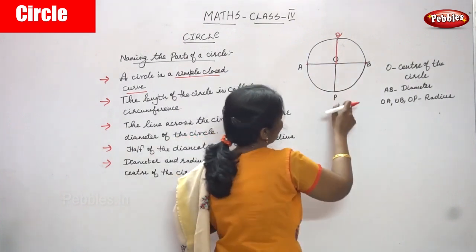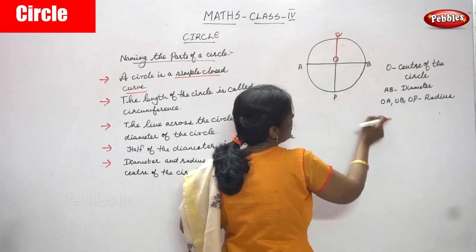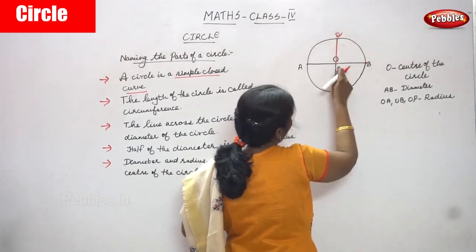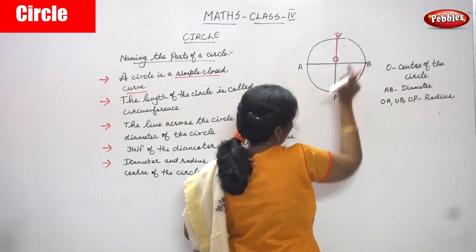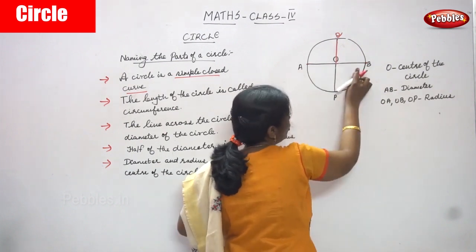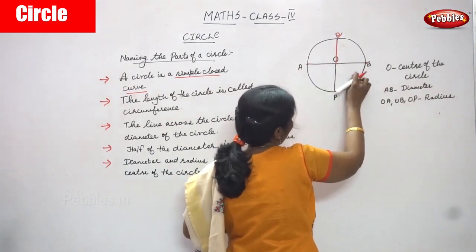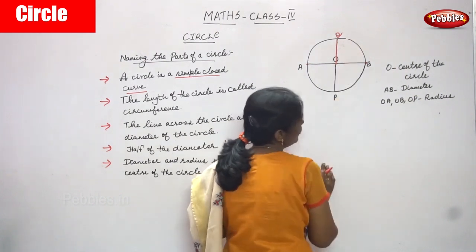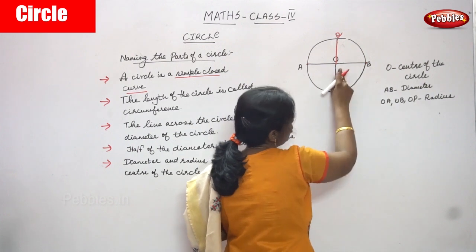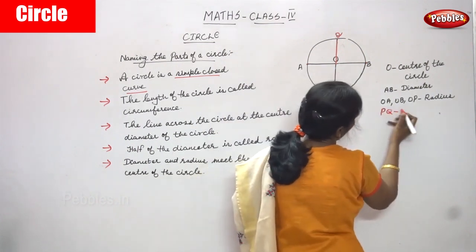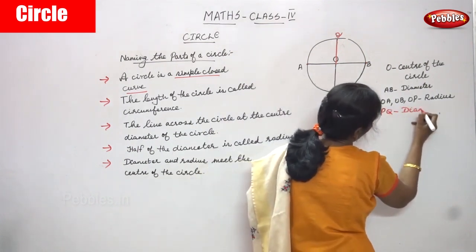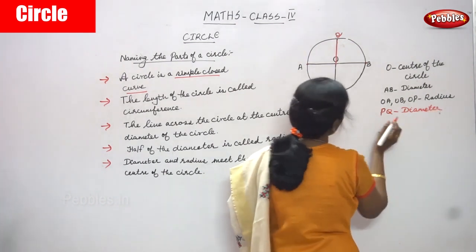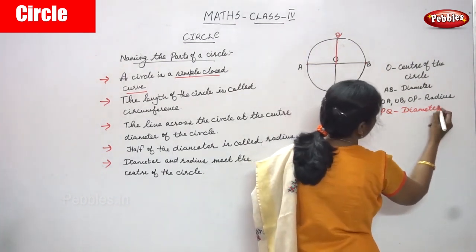So there are 4 radii, that is OA, OB, OP and OQ. There are 2 diameters. AB is a diameter and the other one is PQ. O is the center of the circle, and PQ is also a diameter.